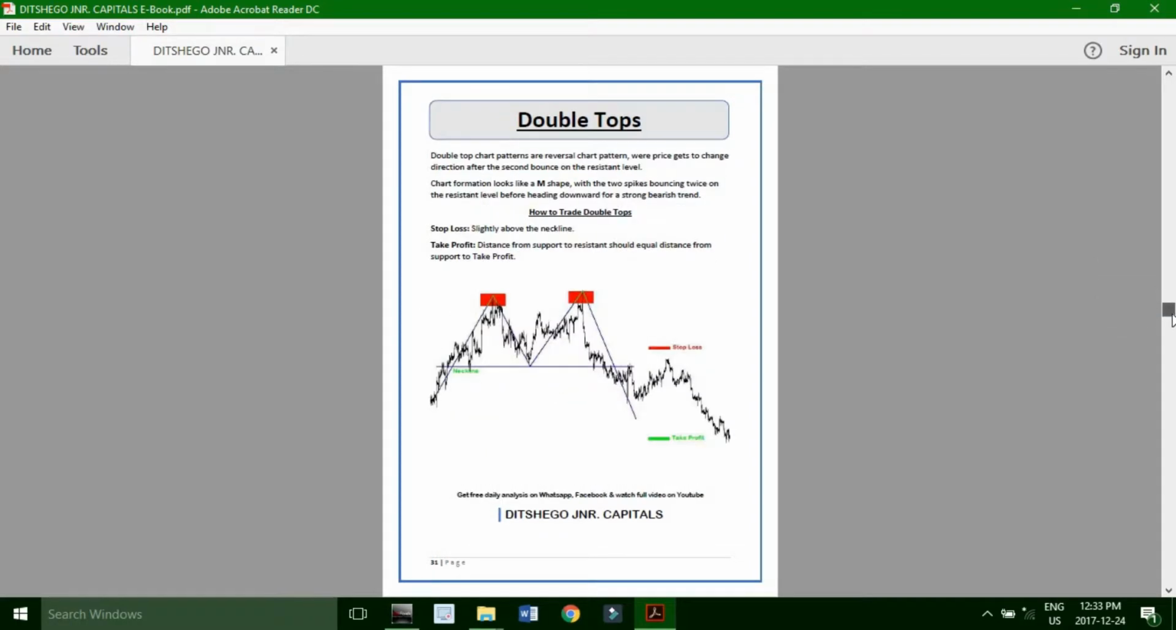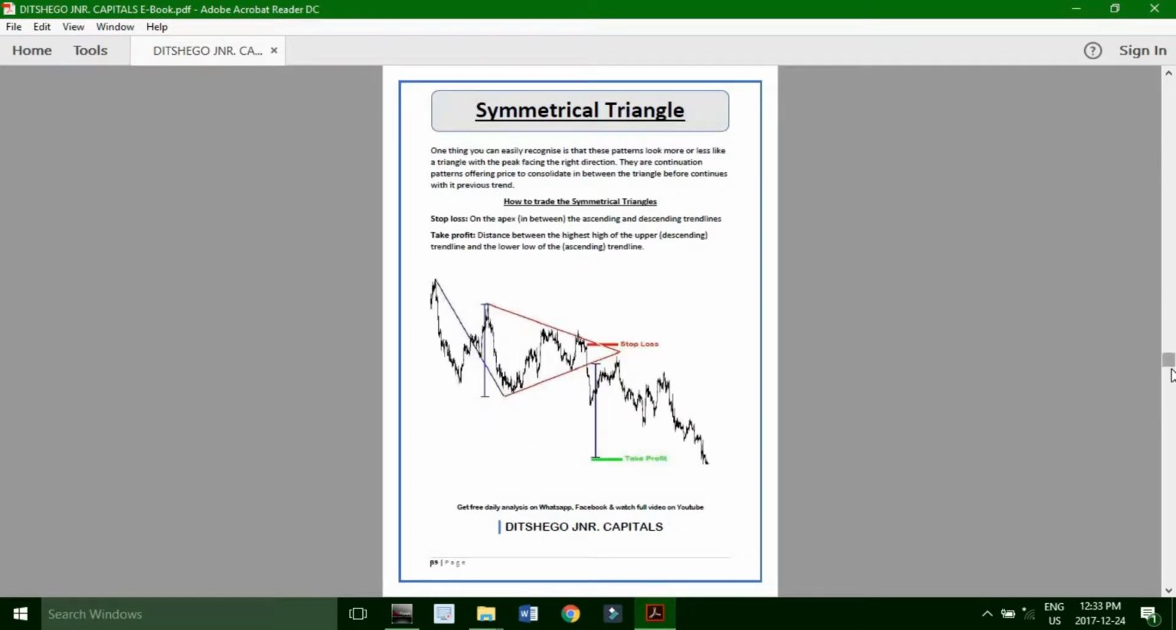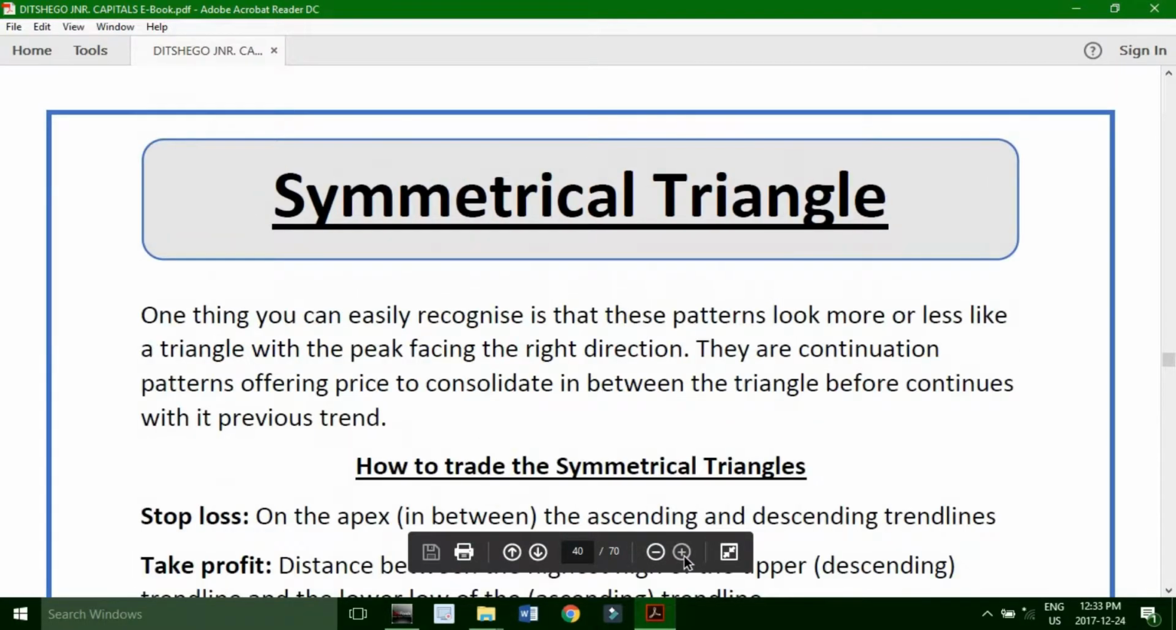Let me go to the topic on symmetrical triangles. Okay, found it over here. It states here that one thing you'll easily recognize is that these patterns look more or less like a triangle with the peak facing in the right direction. They are continuation patterns where price consolidates inside the triangle before continuing with the previous trend.